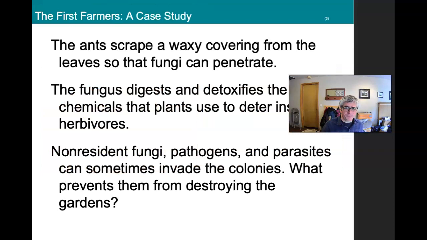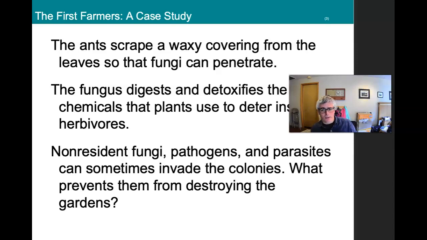Pretty amazing. So the ants scrape the waxy coating covering the leaves so the fungi can penetrate, and then the fungus detoxifies the chemicals in the plant that deter insect herbivores. The ants can't eat the leaf directly because the plant has adapted to herbivory and is producing secondary compounds, i.e. toxins, that deter herbivores. And so the ants deliver the food to the fungi to detoxify it, so then the ants can consume the fungi.